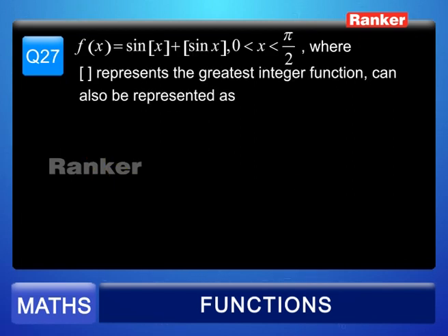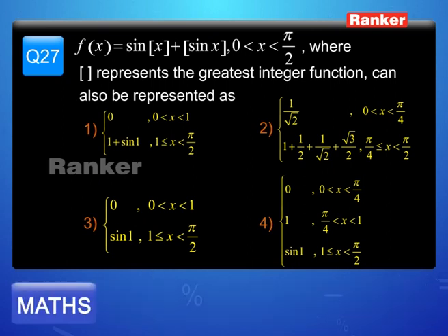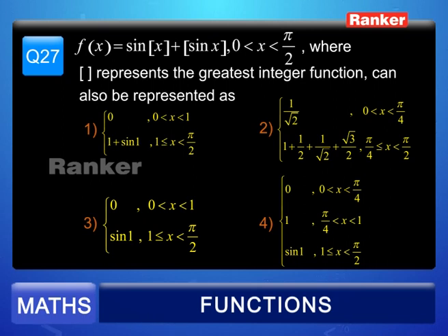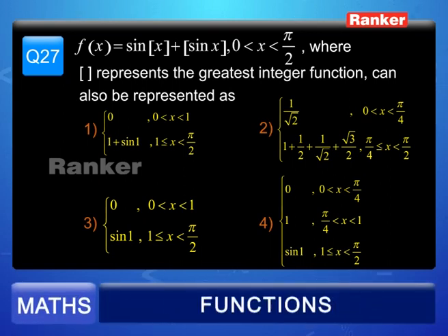f of x is equal to sine of integral part of x plus integral part of sine x, and 0 is less than x less than pi by 2, where that bracket function represents the greatest integer function. This function can also be represented as, he has given 4 different options. In the first option, f of x is 0 if 0 less than x less than 1, 1 plus sine 1 if 1 less than x less than pi by 2. f of x is 1 by root 2 if 0 less than x less than pi by 4, and it is 1 plus 1 by 2 plus 1 by root 2 plus root 3 by 2 plus pi by 4 when pi by 4 less than or equal to x less than pi by 2.